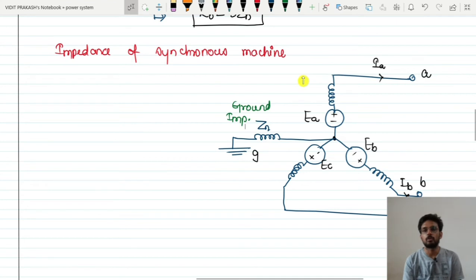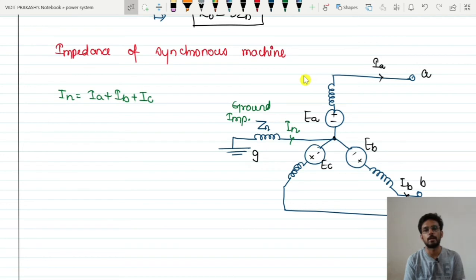Now if the fault occurs, these three currents IA, IB and IC will flow, right? And what will be the neutral current IN? This neutral current will be equal to IA plus IB plus IC, when there is an involvement of grounding.